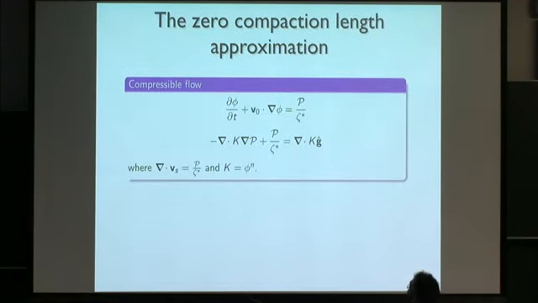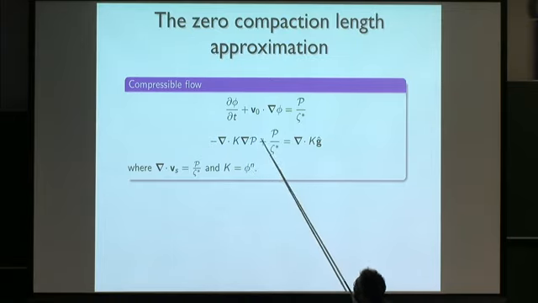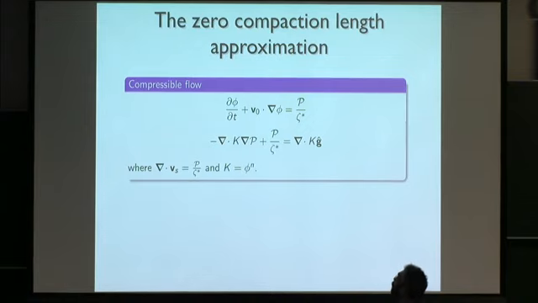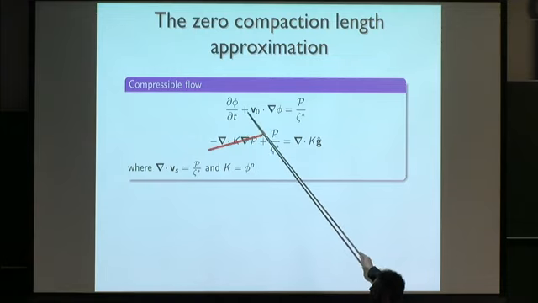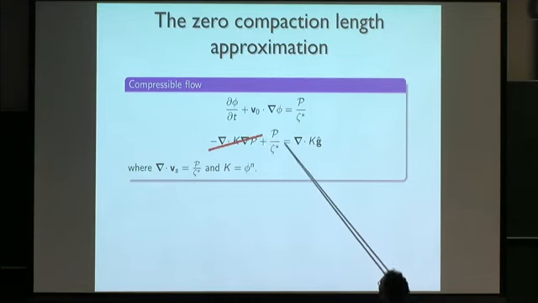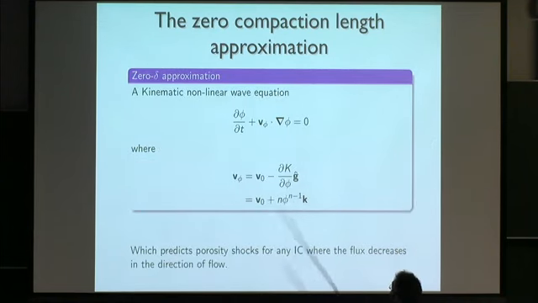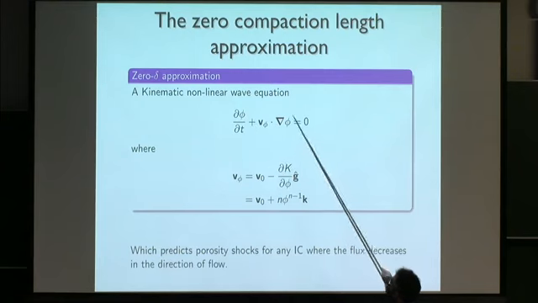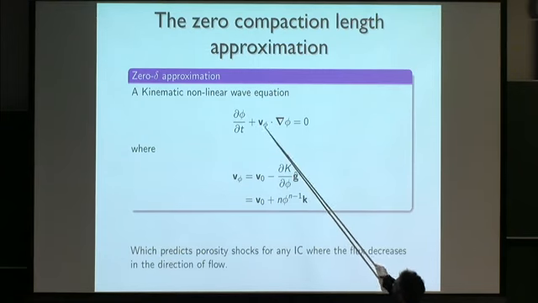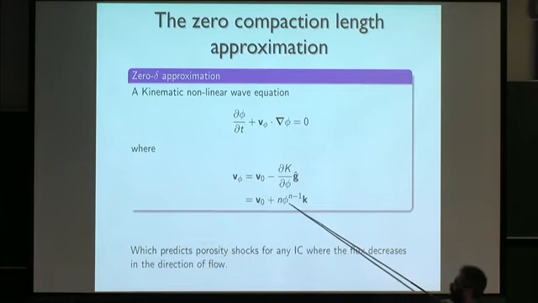If you just, for fun, so what I call the zero compaction length approximation is I'm just going to pretend that this is not important. It's a dumb thing to do. But if you assume that that's not there, then you'll see that this is the change in porosity in a frame moving with the solid. This is equal to that. I can just substitute it in. And what you're left with is a simple nonlinear kinematic wave equation for the porosity. It says that the change in porosity is just advected by some velocity, I'll call it v phi here, but that velocity itself depends on the porosity.